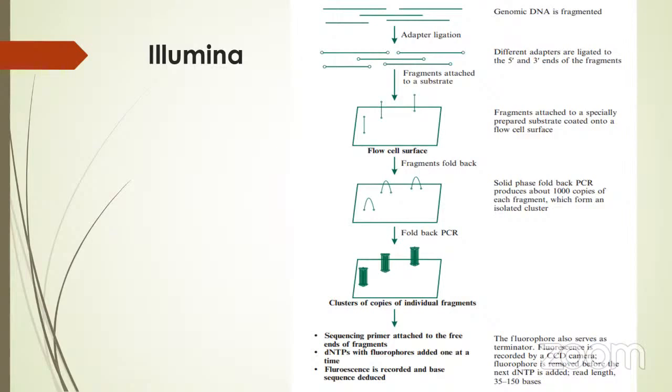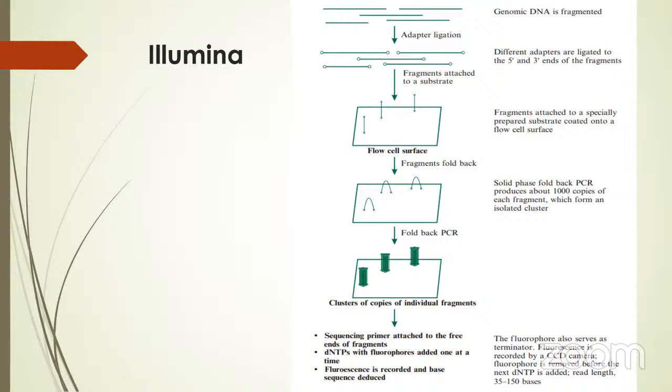So they are ligated to a flow cell, and a solid phase PCR, also called fold back PCR or bridge PCR, is performed, because for whatever adapter we have added, there will be a complementary adapter on the flow cell, so it will bind. For example, this is adapter 1, this is adapter 2. Adapter 1 complementarity will be on one part of the flow cell, and adapter 2 complementarity on another. So it will form a bridge, or you can say a fold back.